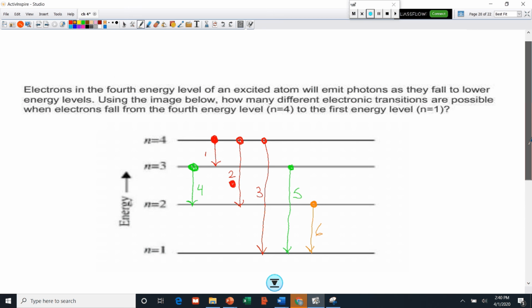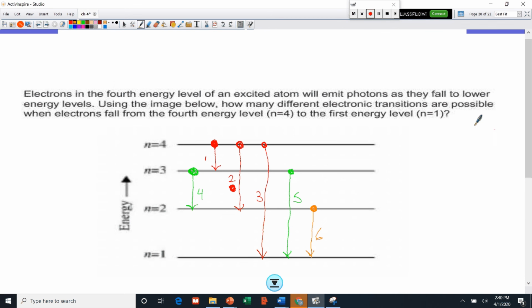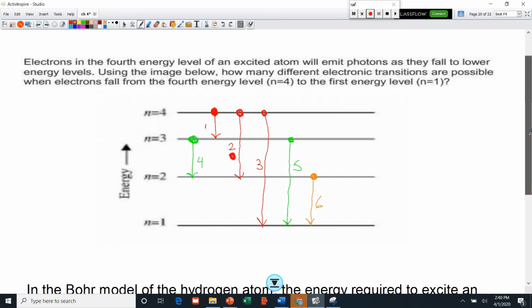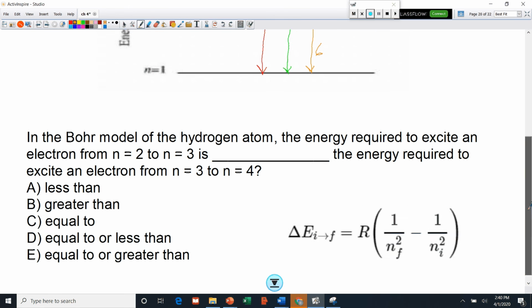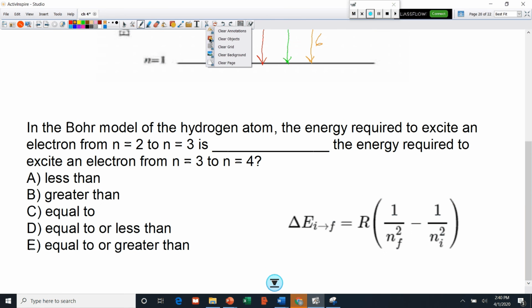And that's one possible way to answer this question. Now, I'm going to pull it down and show you a different question, and there are actually two ways that we can answer it. It says, in a Bohr model of the hydrogen atom, the energy required to excite the electron from n=2 to n=3 is blank than the energy required to excite the electron from n=3 to n=4.